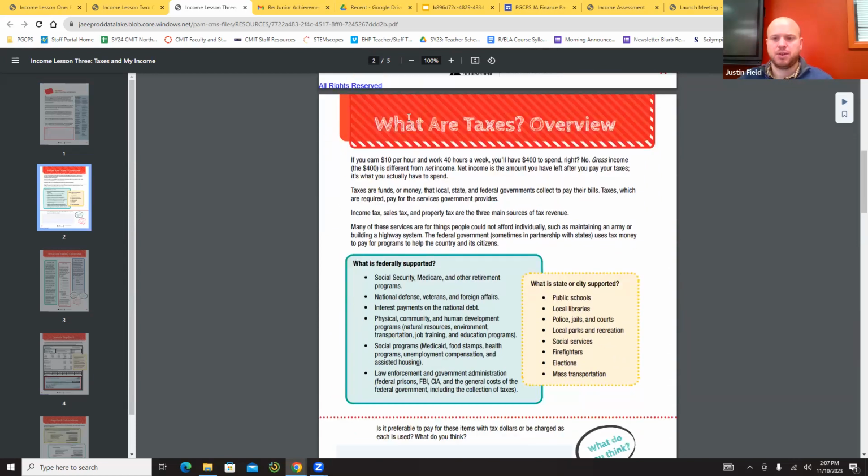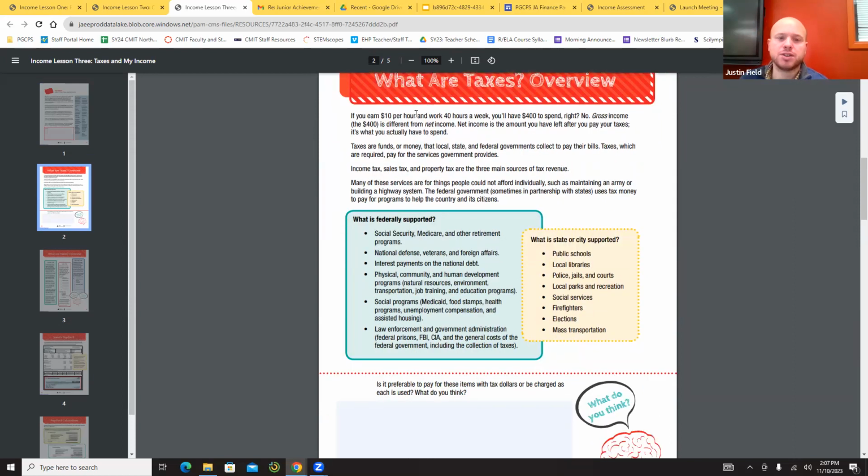All right. You ready? What are taxes? If you earn $10 per hour and work 40 hours a week, you'll have $400 to spend, right? No. Gross income, the $400, is different from net income. Net income is the amount you have left over after you pay your taxes. You should highlight that. It's very important. It's what you actually have to spend.